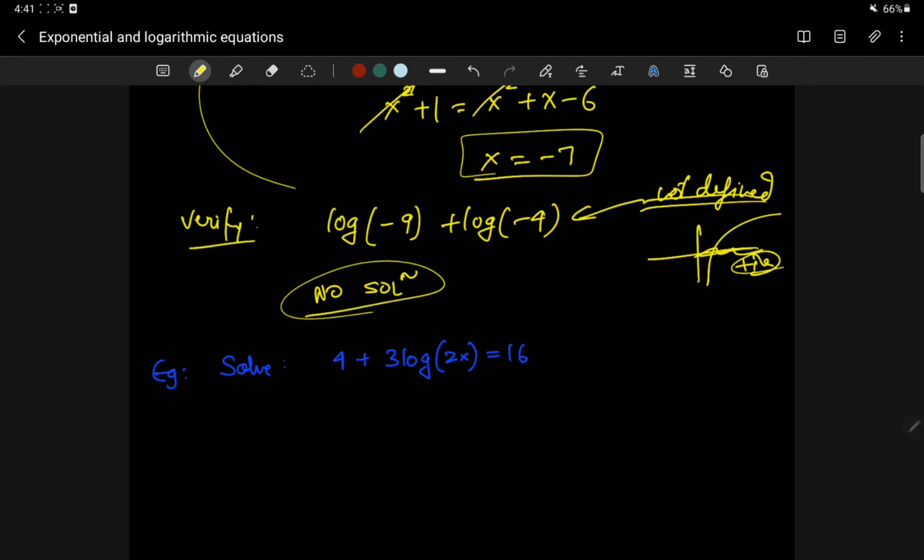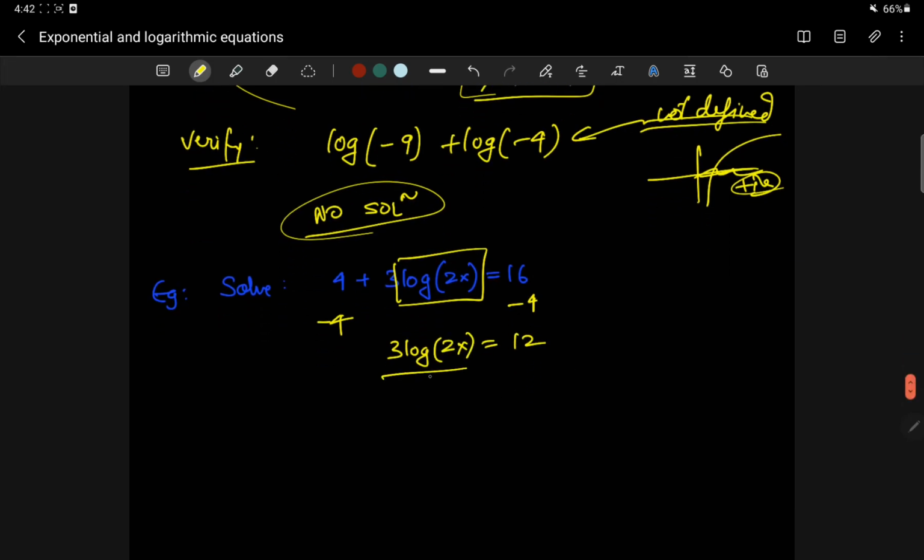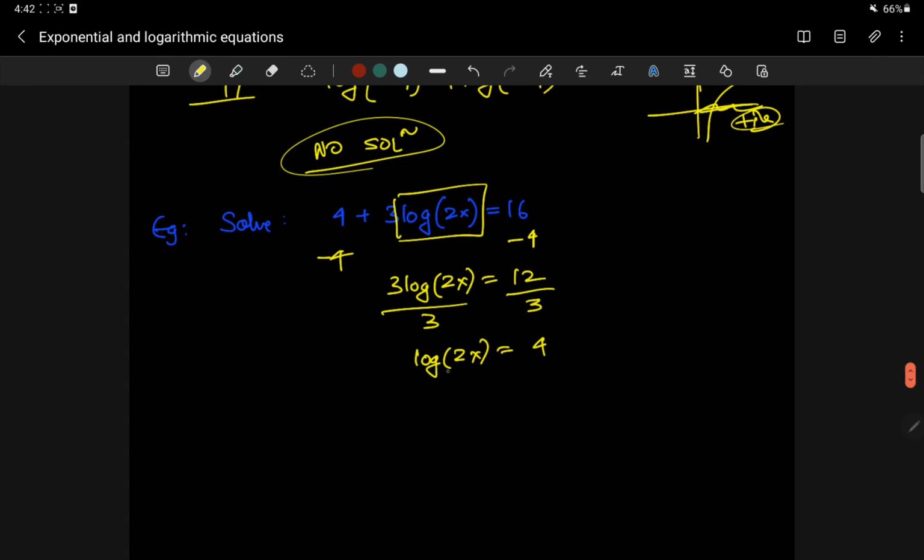Now in this case, just as if you were solving for x, you would try to isolate it. Except in this case, you're not solving just for x, but for log of x. So I would subtract 4 to give me 3 log 2x is 12. Then I would divide by 3 to give log of 2x is 4. This just means log base 10. If it's log base 10, then I take the exponent and this becomes 10 to the power 4. So x becomes 10,000 over 2, which is 5,000.